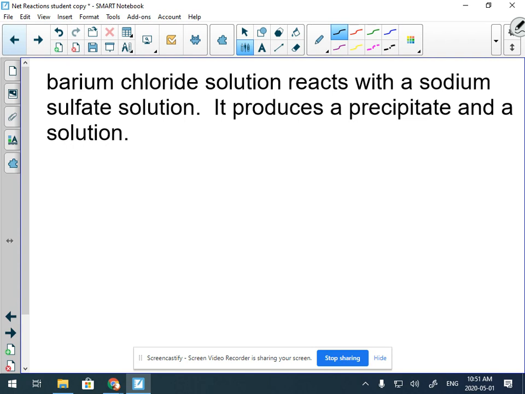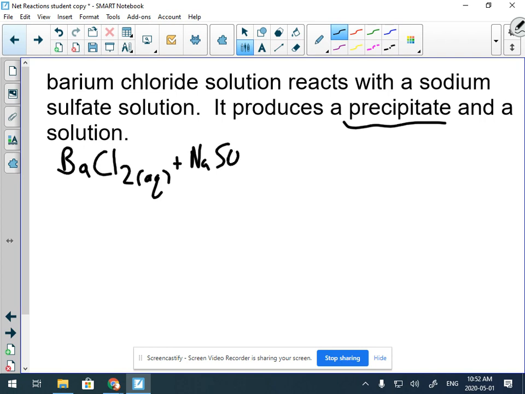Barium chloride solution reacts with the sodium sulfate solution. It produces a precipitate, and a solution. Okay, before we can get to the total, we got to write out the non. The non is writing it out normally. Okay, barium is 2 plus, chloride is 1 negative. All right, and it says it's a solution, so it's aqueous. And it reacts with sodium sulfate solution. Sodium is 1 plus, sulfate is 2 negative. Sulfate is a polyatomic. So I need 2 sodiums for every sulfate.